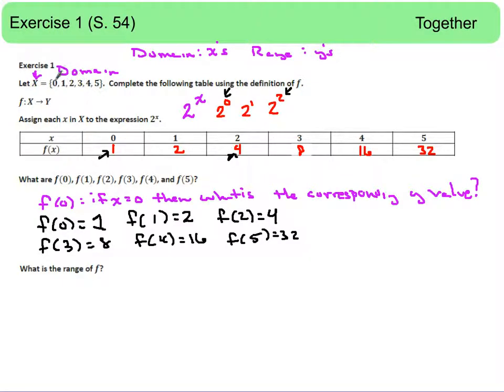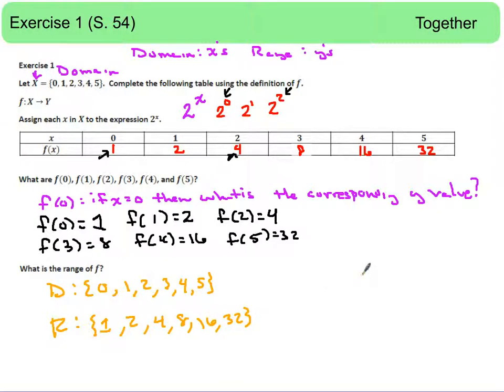Now it follows up with what is the range. Now we only have a set domain. Our domain, again to reemphasize, lives only in between 0, 1, 2, 3, 4, and then 5. So if that's the only pieces I'm considering, then when I write my range, it is going to be the answers that correspond, which is 1, 2, 4, 8, 16, and 32.